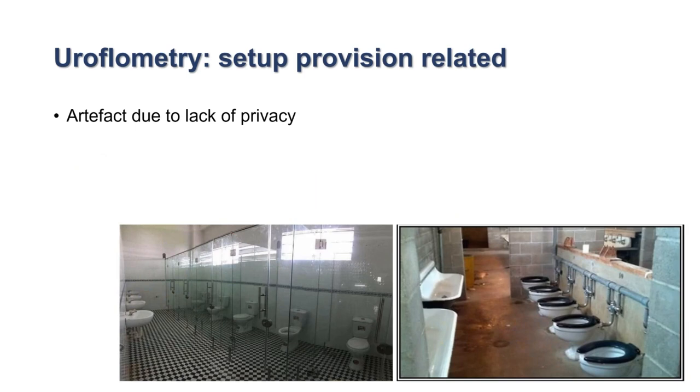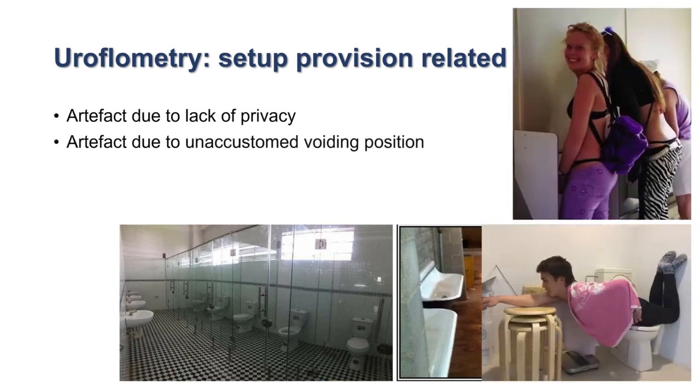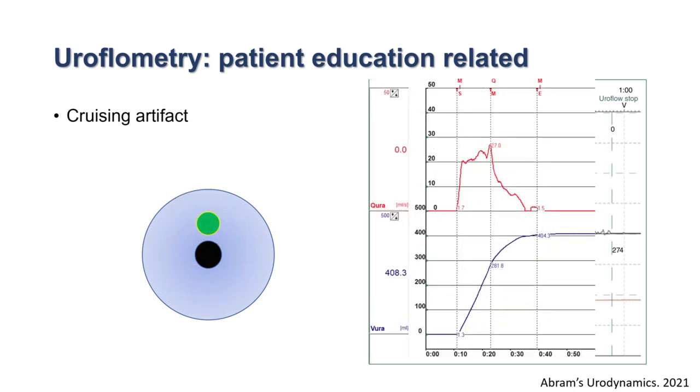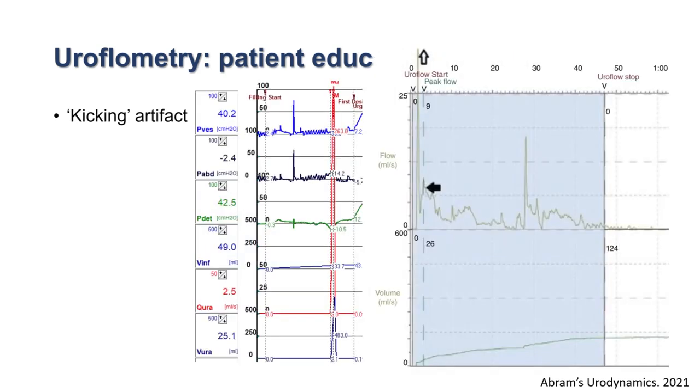So in uroflowmetry, there can be problems of setup provision, like artifacts due to lack of privacy or an unaccustomed voiding position. There can also be a cruising artifact, where the male patient is playing around on the funnel. The ideal would be passing urine at one position in the funnel, which is not the hole.